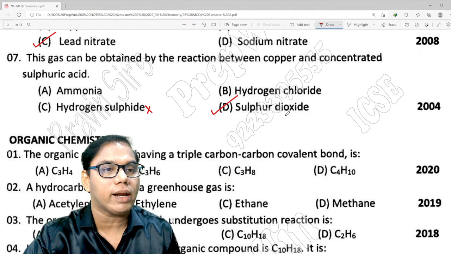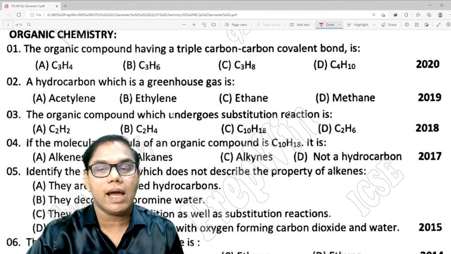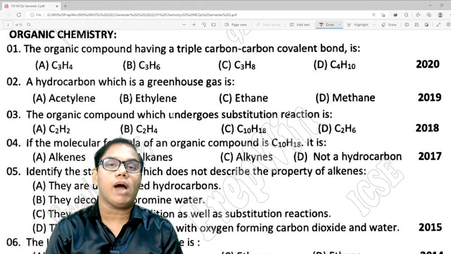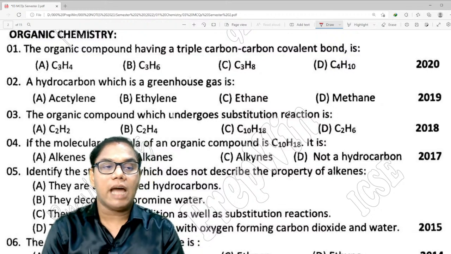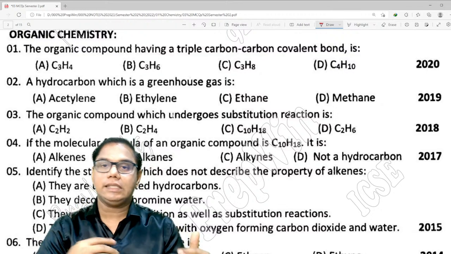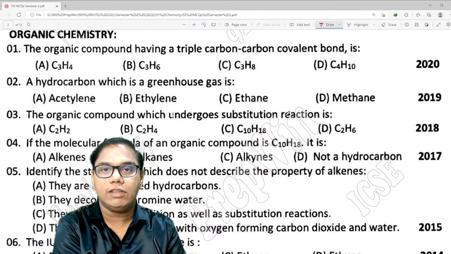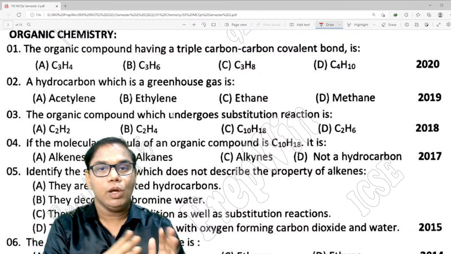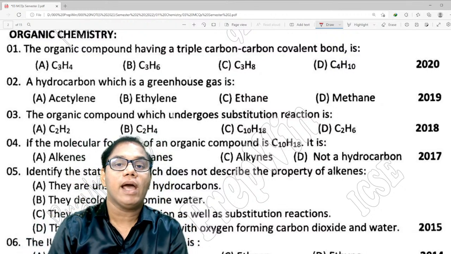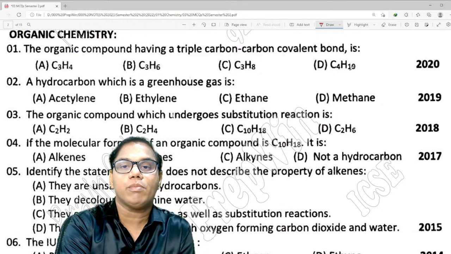Okay, come to organic chemistry. About this organic chemistry, this chapter is either a favorite chapter for students or they hate this chapter. There is no in-between feeling in this chapter. Either you love this chapter or you hate this chapter. No intermediate feeling. So first question, organic compound having triple carbon bond.